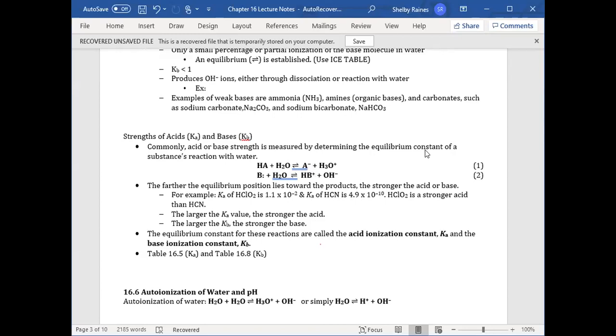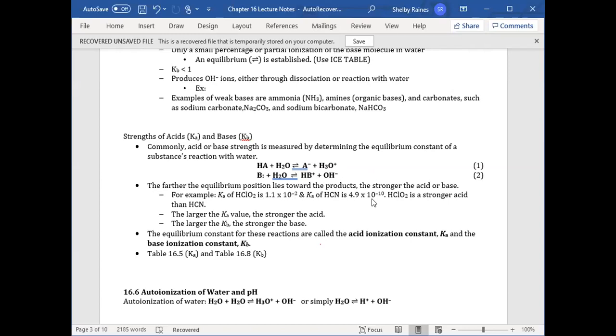So we are going to classify an acid strength basically by its equilibrium constant. We're just going to represent it as Ka. So that's going to be an equilibrium constant for an acid, and a Kb, so an equilibrium constant for a base. The next bullet here says the farther the equilibrium position lies towards the products, the stronger the acid or the base. In other words, the closer your Ka or your Kb is to 1, the stronger the acid.